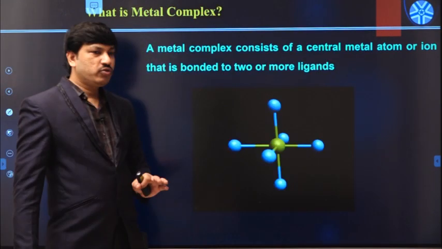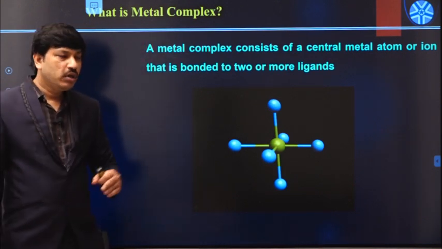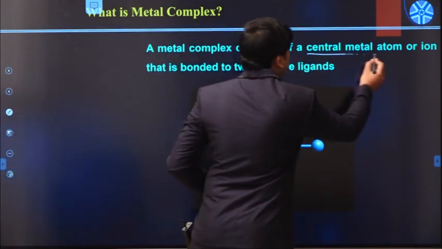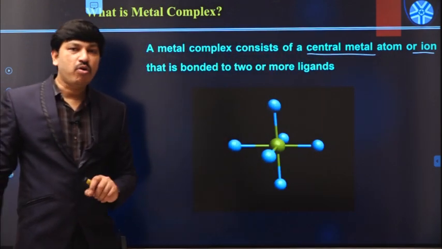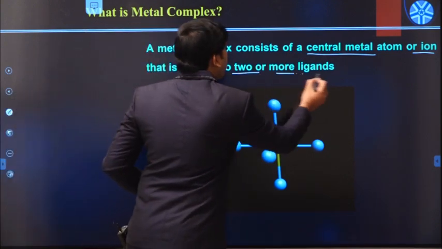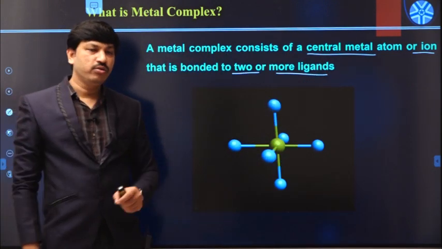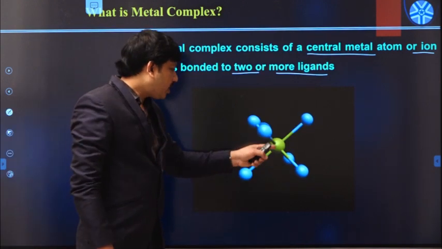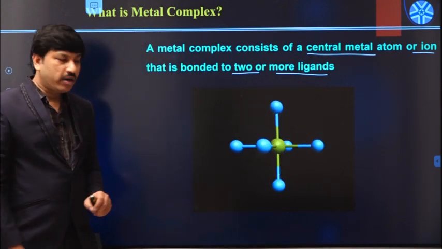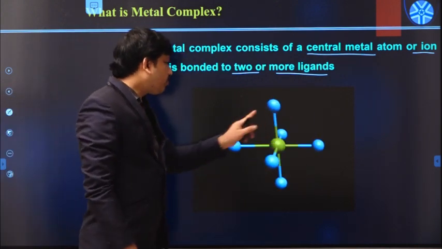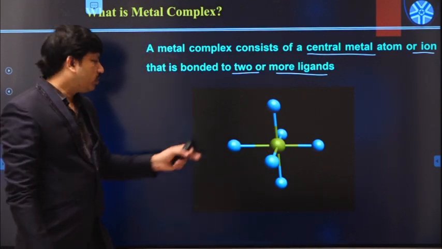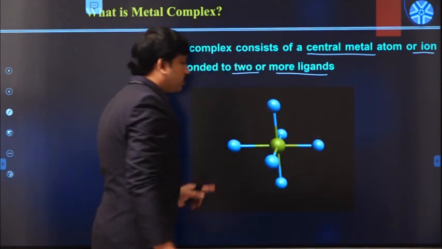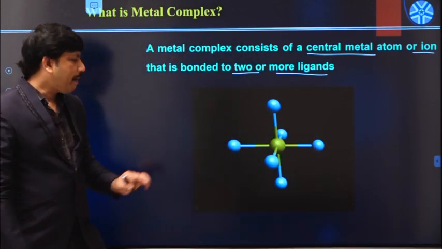A metal complex is one of the coordination compounds in which there is a central metal atom or ion that is bonded to 2 or more ligands. You can see here, in this view, there is a central metal atom represented in yellow color, and that is bonded to 6 ligands in this manner. That means it is an octahedral metal complex. So this is an example of an octahedral metal complex.